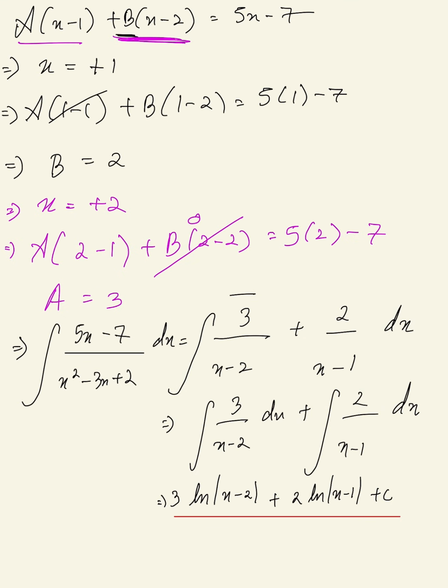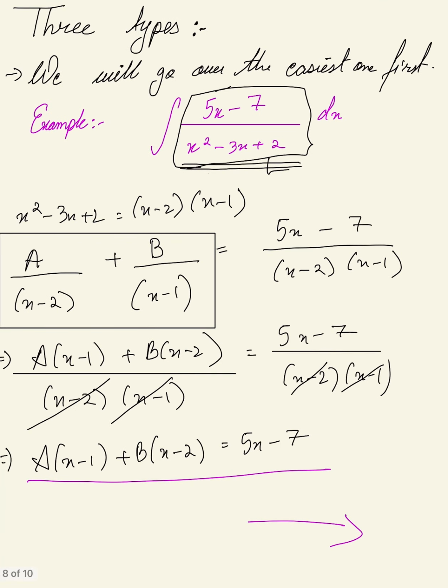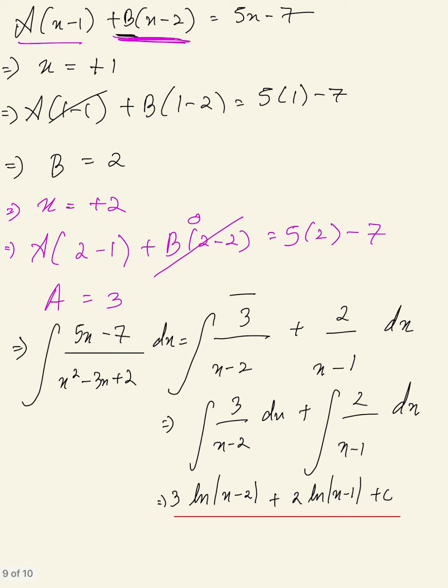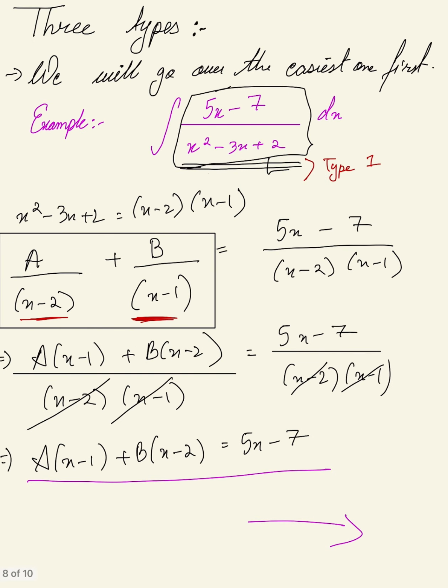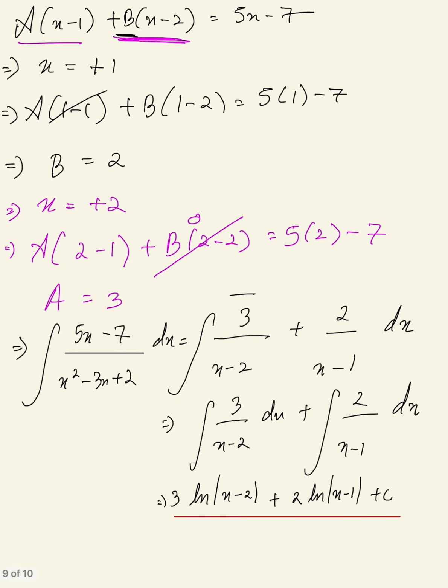So this is the answer, and the whole process on how to do basic PFDs type 1 when you have 2 different factors. It's pretty simple. This part might be a bit tricky, so I would recommend you do this problem again. This part is fine, and this part is super easy. Yeah, that's about it. I'll see you in the type 2 video.